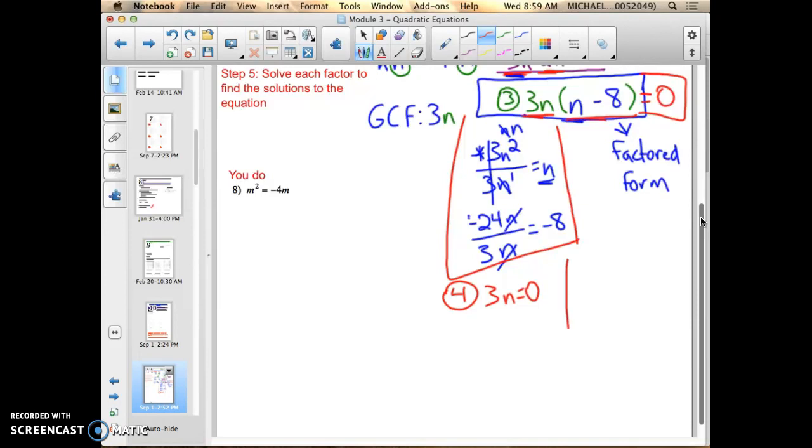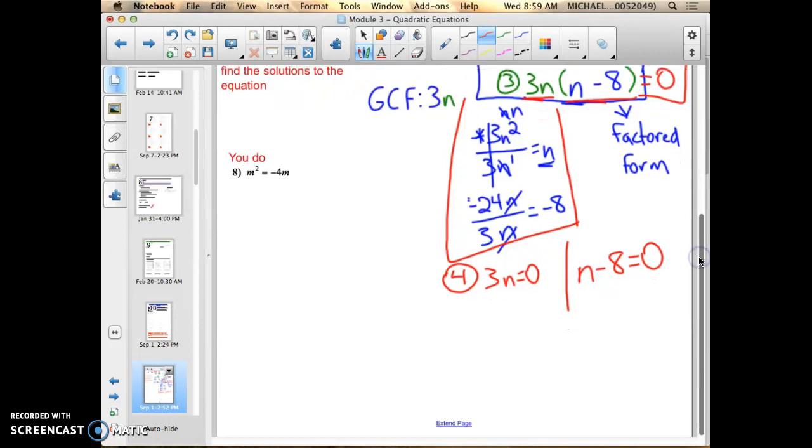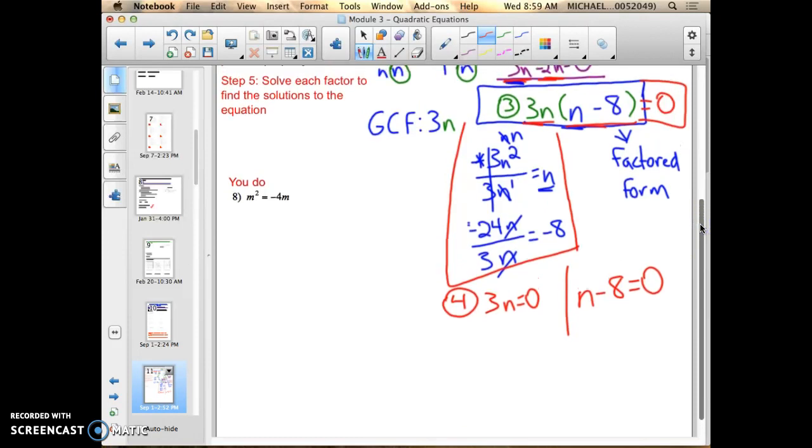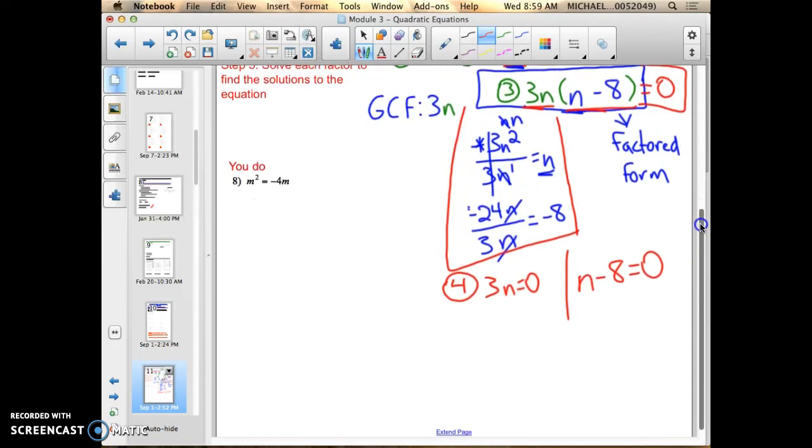I'm going to separate them. And then n minus 8 is trapped in the parentheses. I can free it up when I set it equal to 0, though, so n minus 8 equals 0. At this point, then, this is step 4. That's the zero product property. You just set each factor equal to 0. That's what that property means. And then step 5 says to solve each factor to find the solutions to the equation.